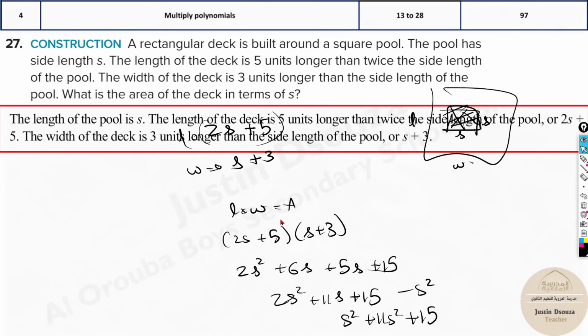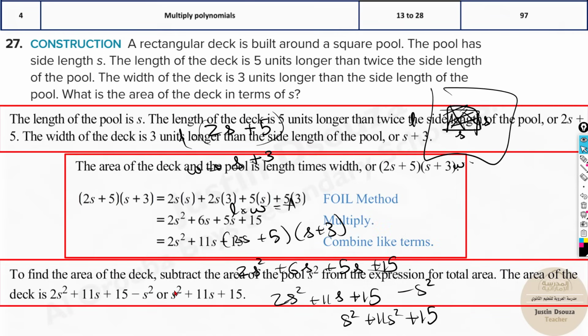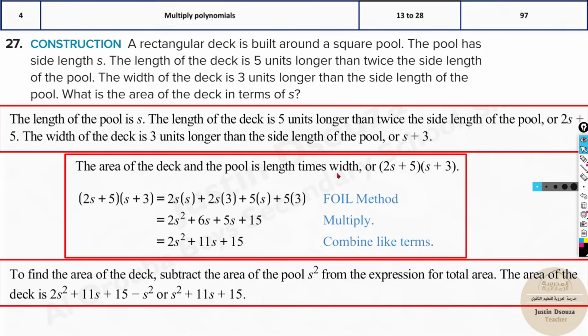Let's just look at it. You can see it's s squared plus 11s, sorry, I had written it wrong. It is 11s plus 15. So that is how we solve this. Find the total outside area, then subtract the inner area.